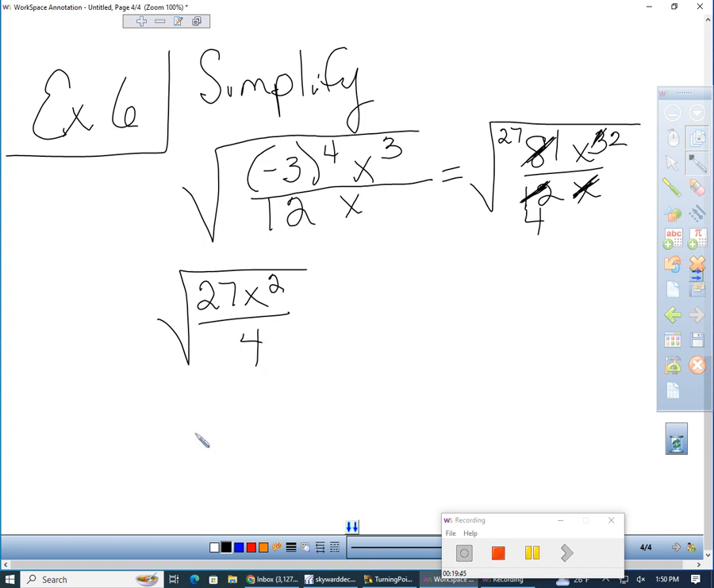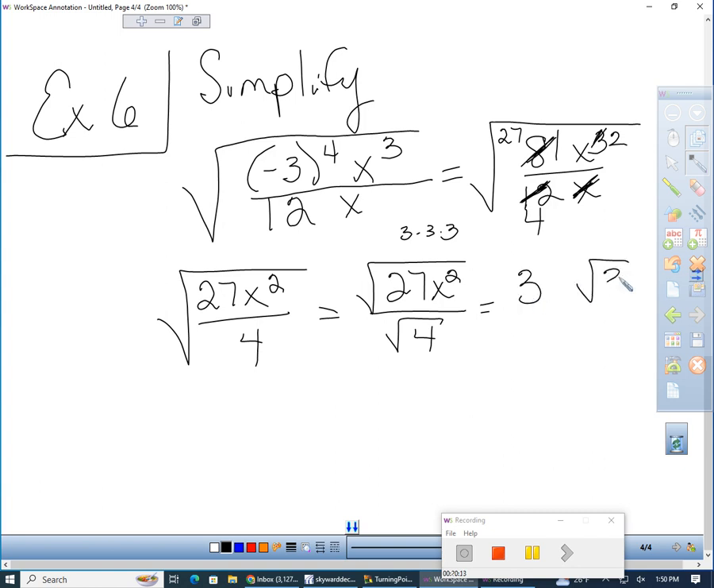Is everybody good with that step? We just reduced the fraction. All right. So now this becomes the square root of 27x squared over the square root of 4. On the top, we need to simplify that. The square root of 27, 3 and 9. Good. 3 on the inside, 3 on the outside. Good. x on the outside. What about the square root of 4? 2 and 2, so it's just 2. And you're done.